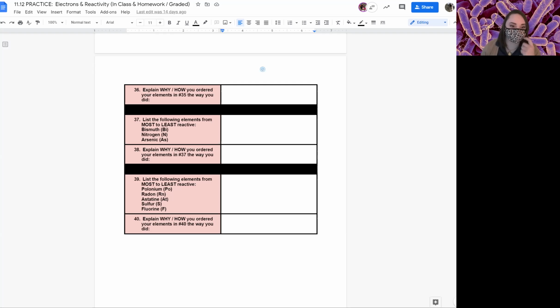Okay, very good. So John noticed that radon is a group 8 element, which means what? Non-reactive. So radon should be at the very end. Least reactive. Okay, so we got rid of one.